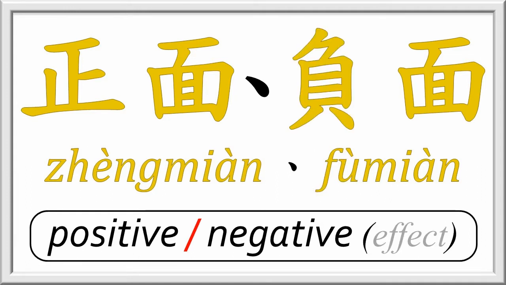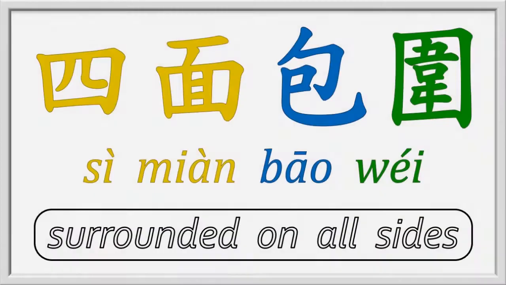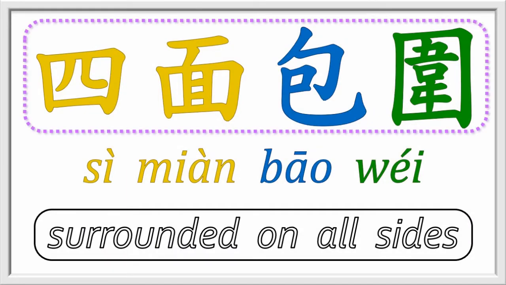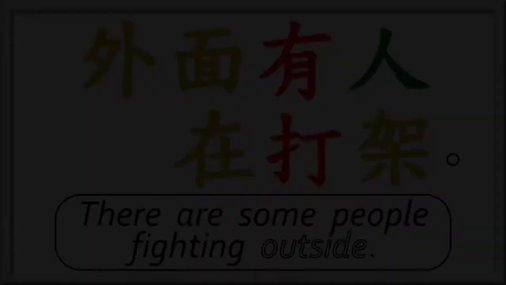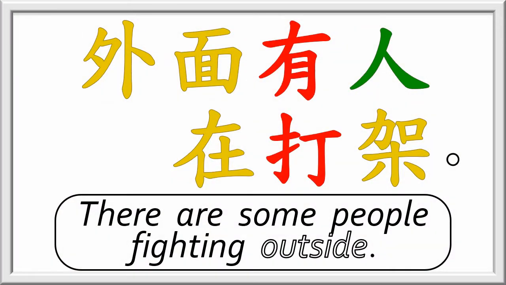正面, 负面, a positive or negative effect or influence on someone. And 四面 would include all sides. 四面包围, encircled or surrounded on all sides. If discussing the surface of a body of water or land surface, the proper terms would be 水面 or 地面. Outside would be translated as 外面, as in this sentence. 外面有人在打架. There are some people fighting outside.